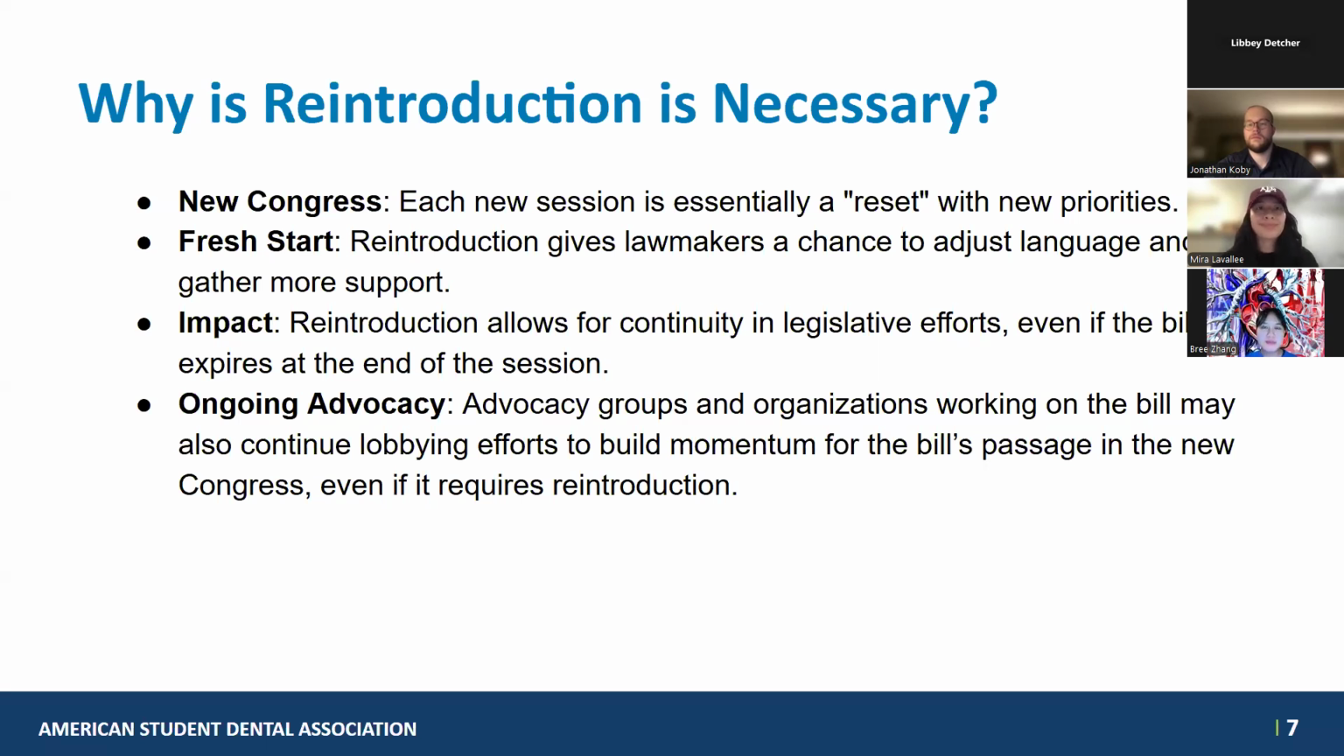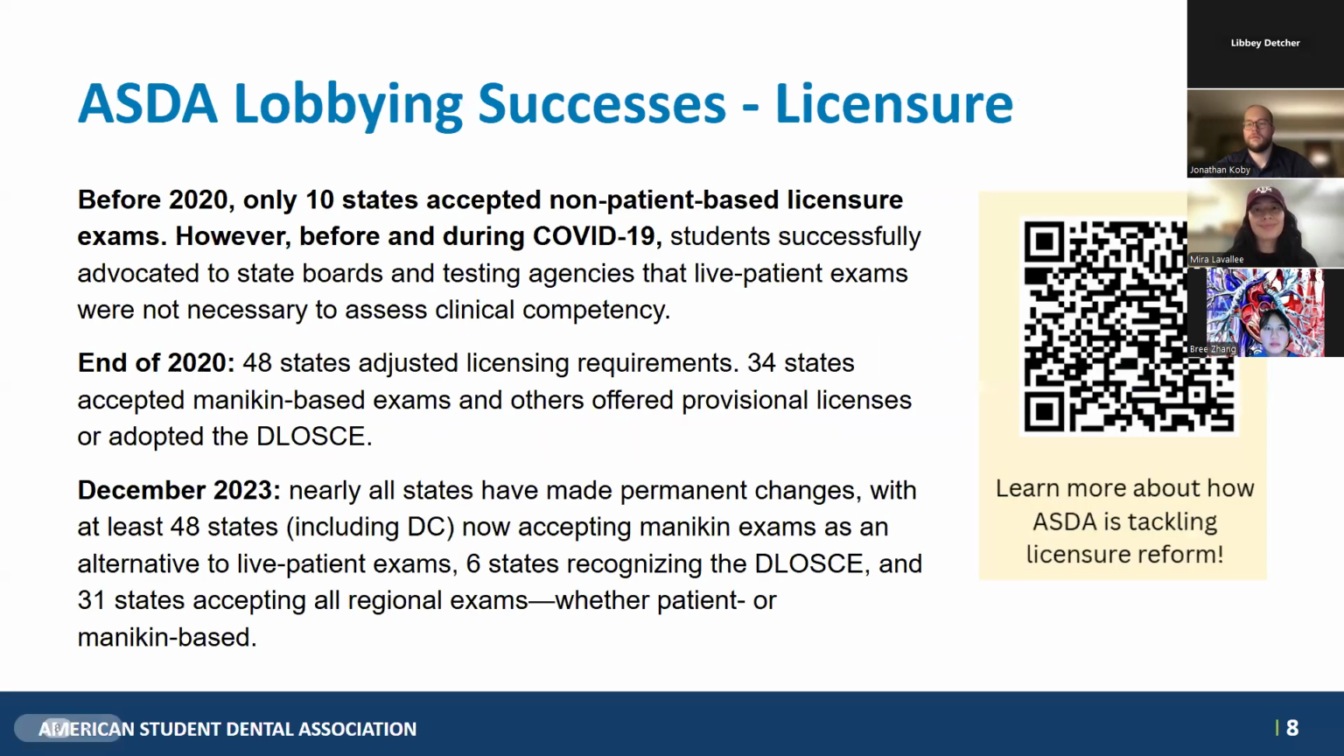Next. So some examples of ASDA lobbying successes: licensure was a key thing. Before 2020, only 10 states accepted non-patient-based licensure exams. But before COVID, and especially during COVID, students successfully advocated to state boards and testing agencies that live patient exams were not necessary to assess clinical competency.